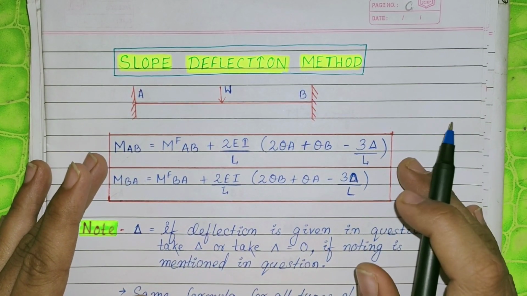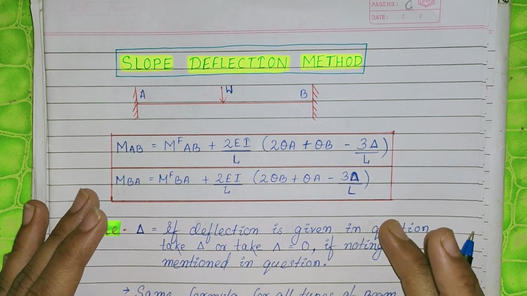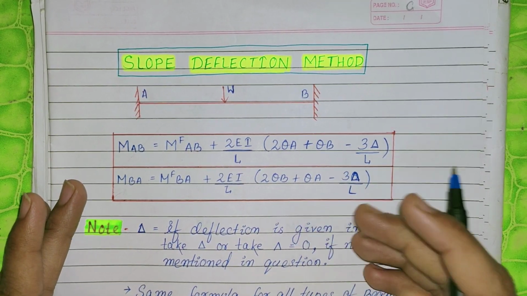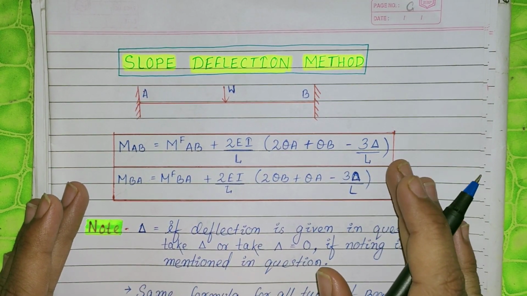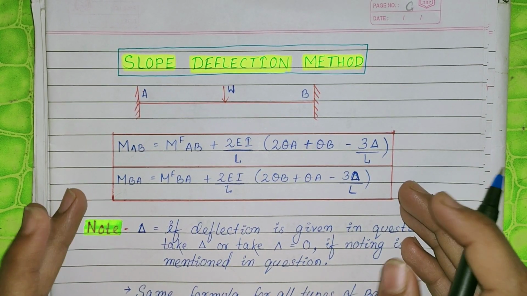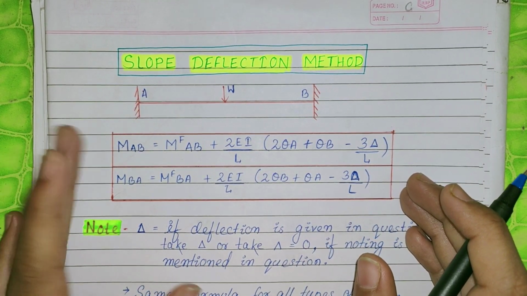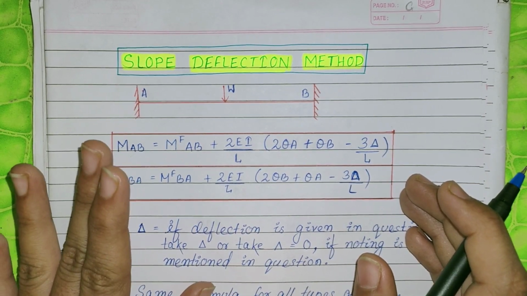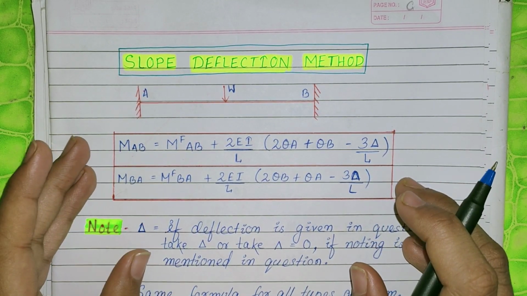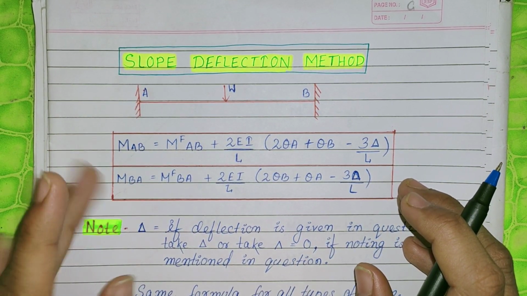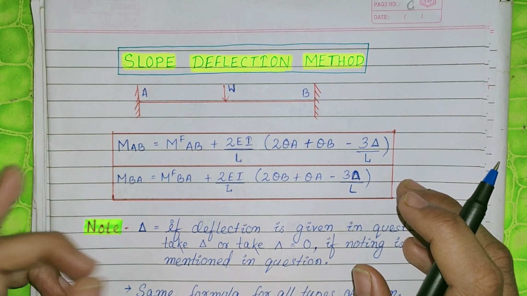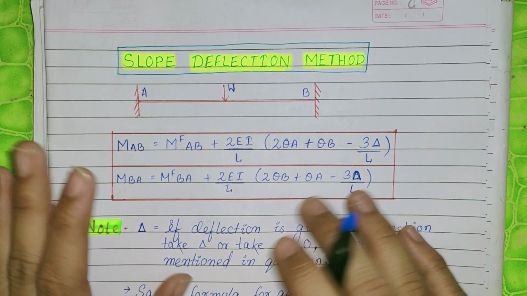So, let's get started. The slope deflection method is useful for analyzing indeterminate structures like continuous beams and plane frames. In this method there are two unknowns, that is slope and deflection. Combined, slope and deflection are known as displacement. What I mean to say is the slope deflection method is a displacement method.